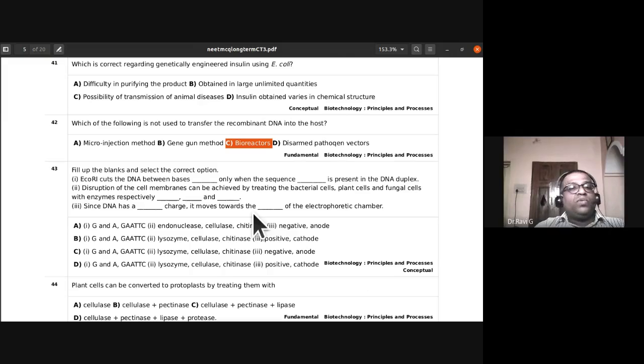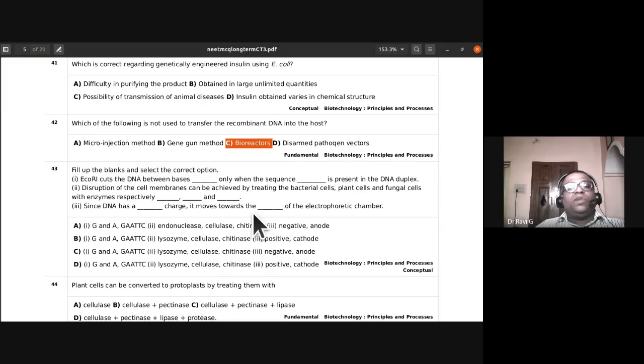Bioreactors are not used to transfer the recombinant DNA into the host, but we use the microinjection method, gene gun method, or biolistic method. Disarmed pathogen vectors are also used for introducing the DNA into the host.